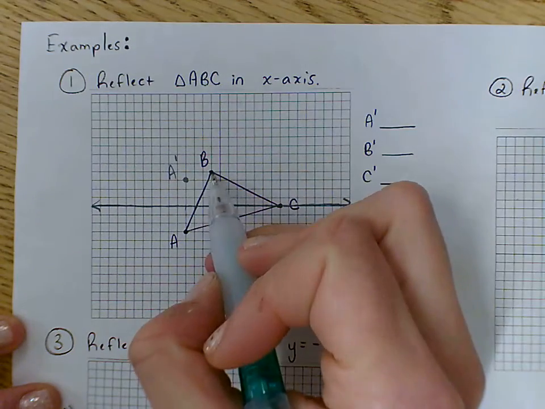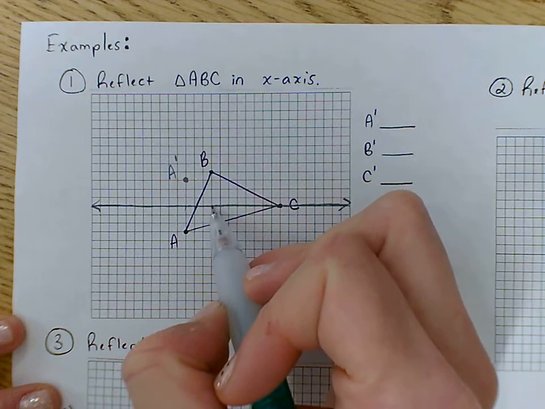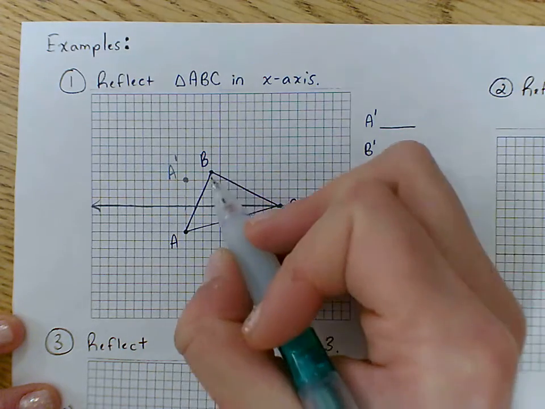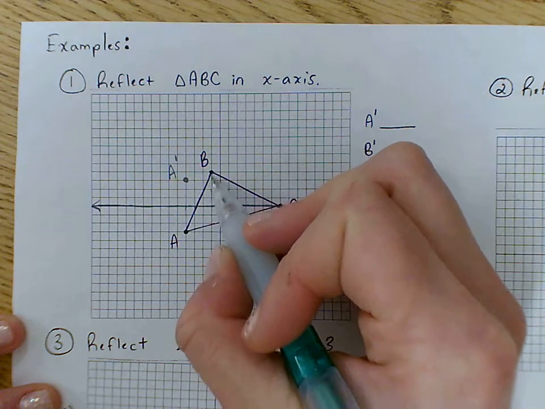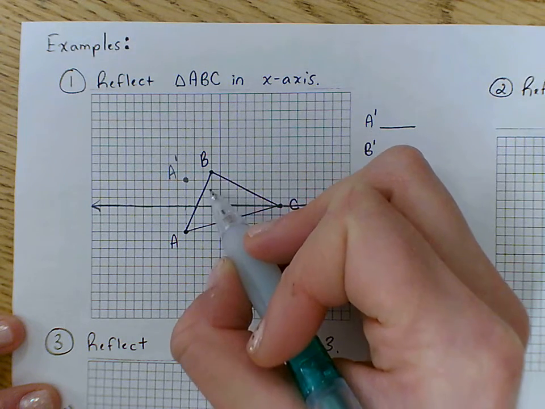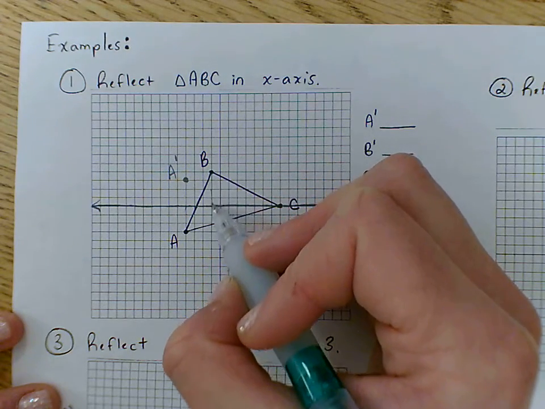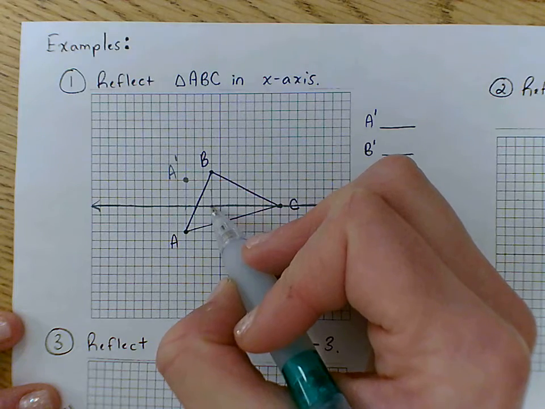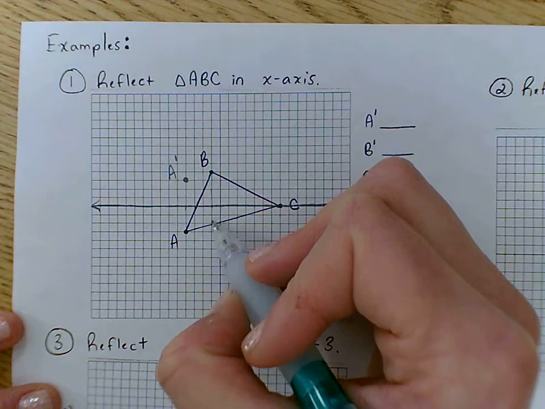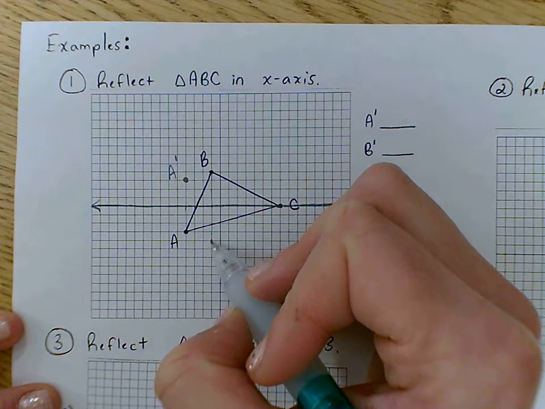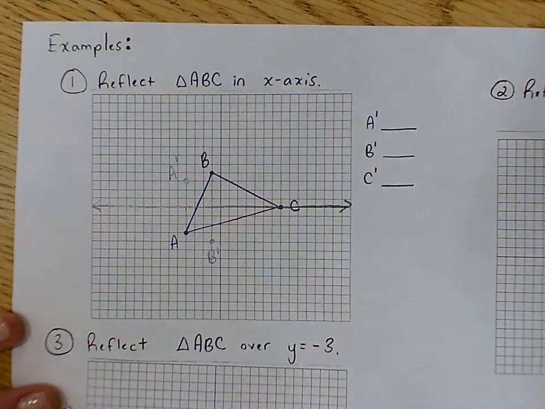For B, same thing, but now notice B is on the other side of the line. So we're going to go this direction towards the line. B is 1, 2, 3, 4 away. And make sure you're counting the spaces and not the lines when you're counting. So we've got 1, 2, 3, 4 units to get to the line. So we keep going in the other direction and count 4 that way. 1, 2, 3, 4. There's where B prime lands. So B prime landed right there.